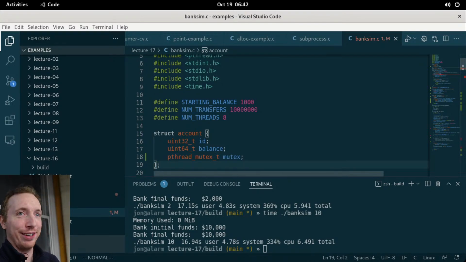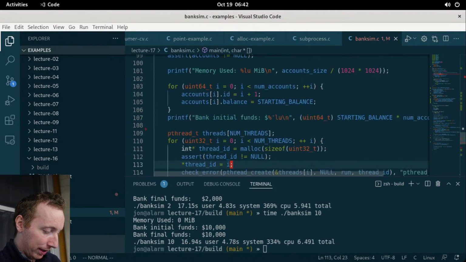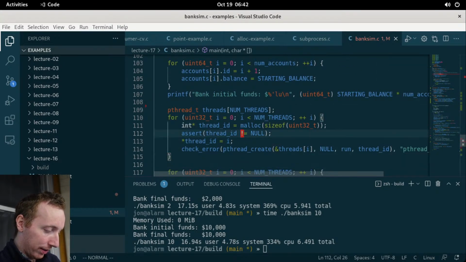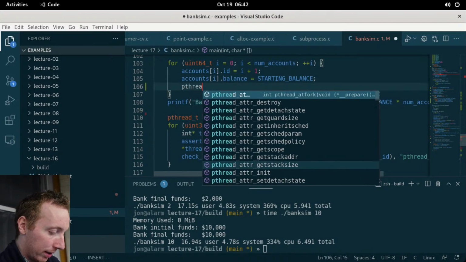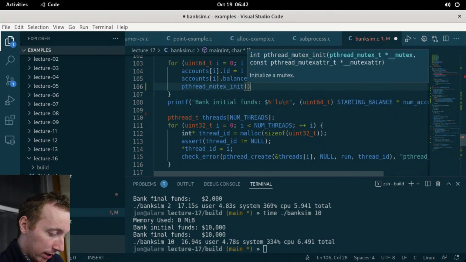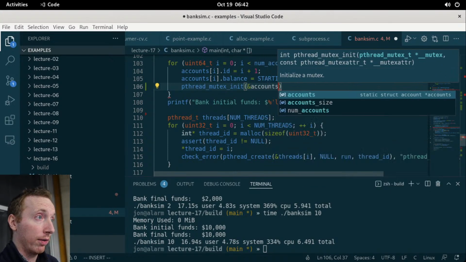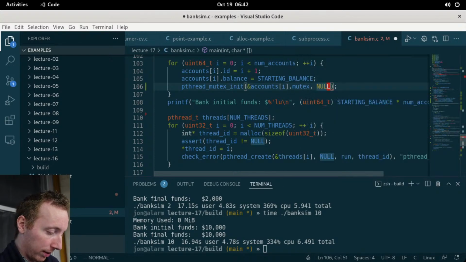I have to initialize it. Yeah, we have to initialize it. We have to be good citizens. So we should probably initialize it wherever we initialize starting balance. I'd use pthread_mutex_init. And then it needs a pointer, so it would be address of accounts[i].mutex. And then its additional arguments are NULL because we don't care.